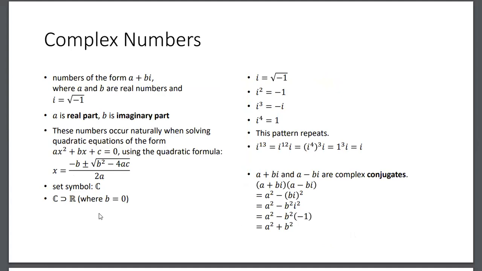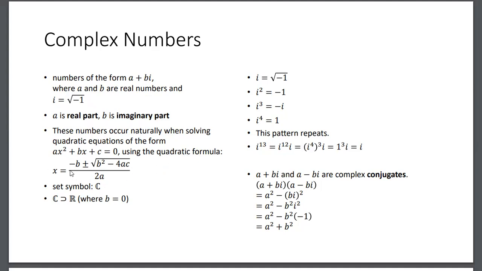Complex numbers. Numbers of the form a plus b times little i, where a and b are real numbers, and little i is not a real number, it's the square root of -1. a is called the real part, and b is called the imaginary part of this complex number. These numbers occur naturally when solving quadratic equations of the standard form ax squared plus bx plus c equals 0, using the quadratic formula.